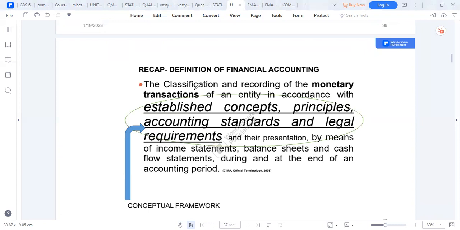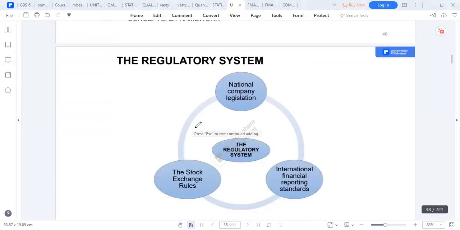By definition, we talked about financial accounting being dealing with financial or monetary transactions in accordance with the concepts that have been established. These concepts make up what we call the regulatory framework. It has 3 important components. There's the national company legislation, the International Financial Reporting Standards, which we call IFRS. There's also the stock exchange rules. So this is what makes up the regulatory framework.